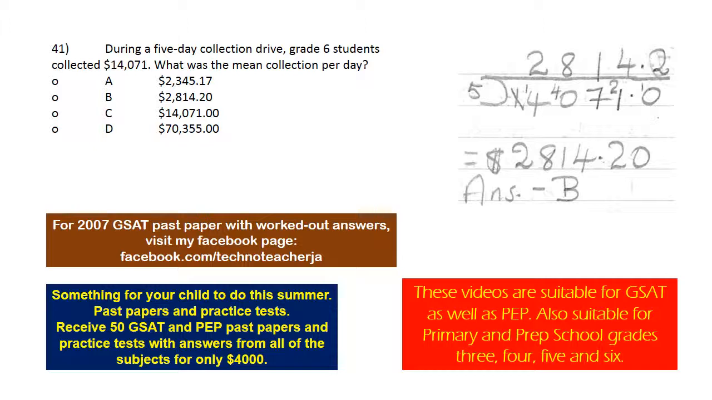5 into 14,071 goes $2,814.20. So the answer is $2,814.20. So that makes it B. Again, the question and answer: during a 5-day collection drive, grade 6 students collected $14,071. What was the mean collection per day? The answer: $2,814.20.